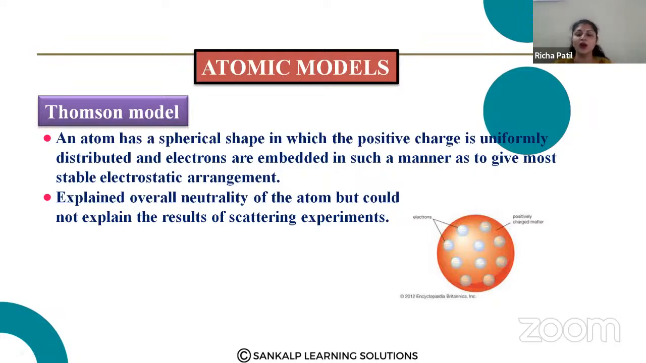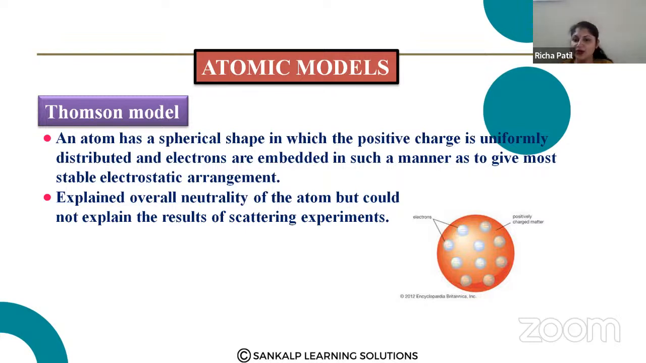So how is this model visualized? You can see this diagram, and the red color. What he said is that the atom has a spherical shape in which the positive charge is uniformly distributed and the electrons are embedded in such a way as to give a stable electrostatic arrangement. This was the statement given by Thomson.